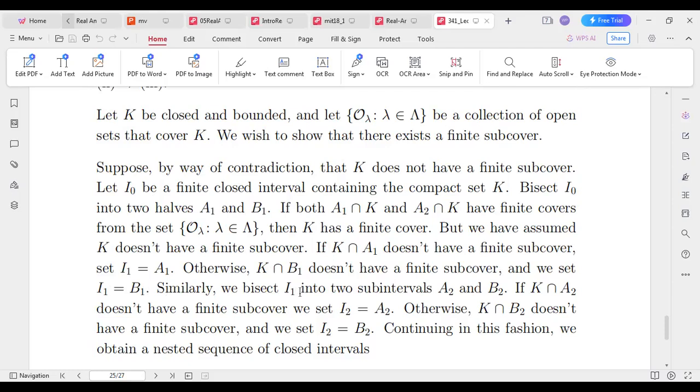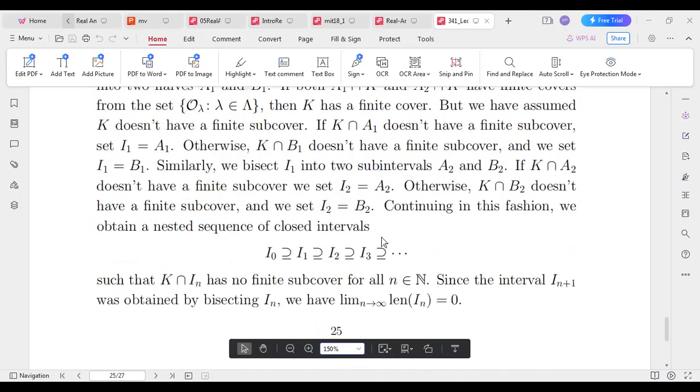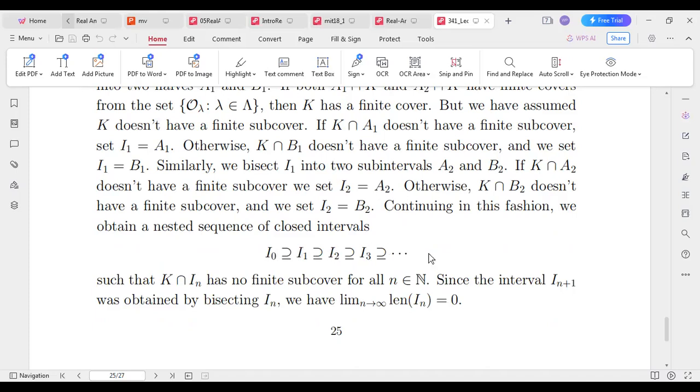Similarly, we bisect I1 into two subintervals A2 and B2. If K intersection A2 does not have a finite subcover, we set I2 equal to A2. Otherwise, K intersection B2 does not have a finite subcover, so we set I2 equal to B2. Continuing this process, we obtain a nested sequence of closed intervals: I0 is a superset of I1, I1 is a superset of I2, I2 is a superset of I3, and so on, such that K intersection In does not have a finite subcover.